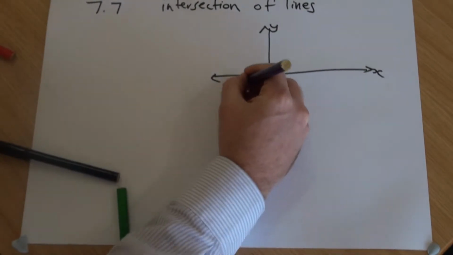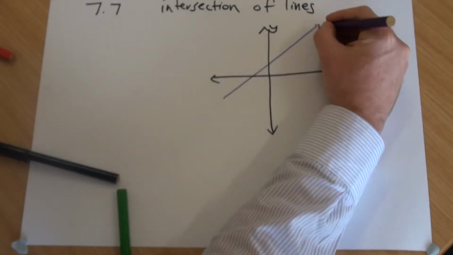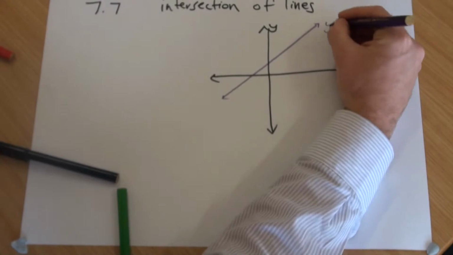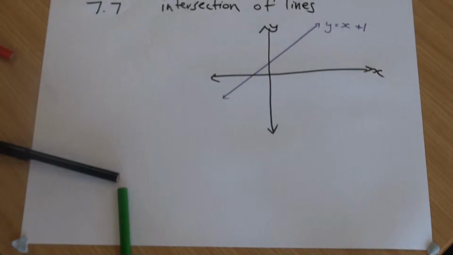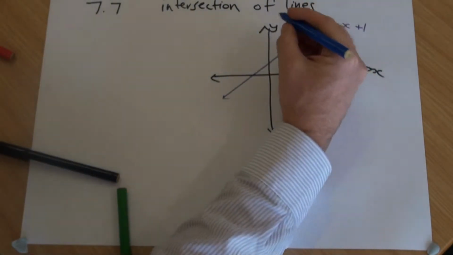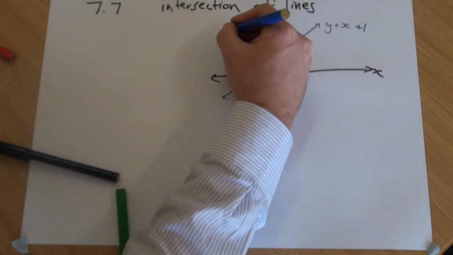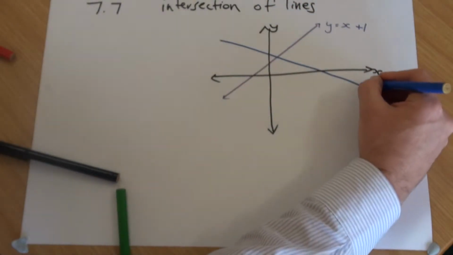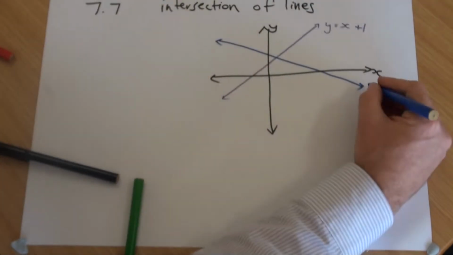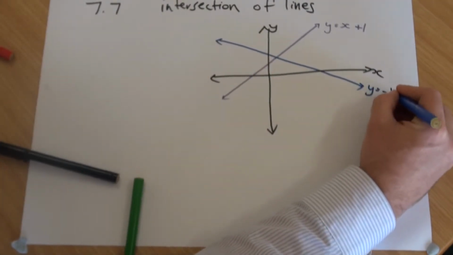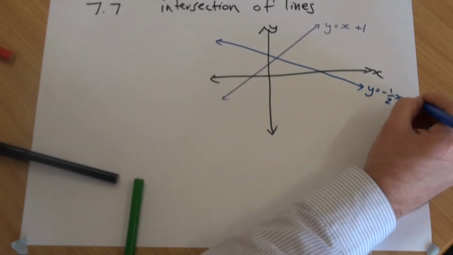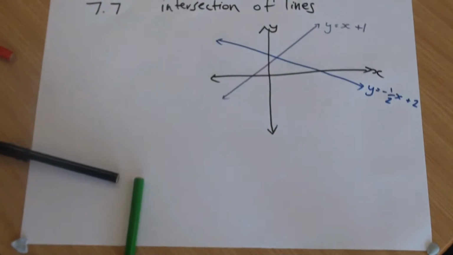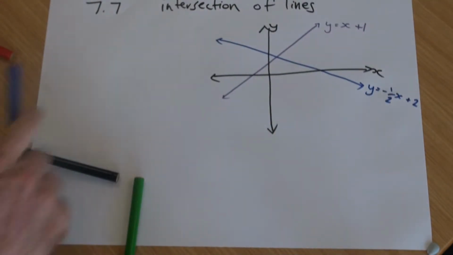Alright, this is my first line. It's going to be, just looking at it, y equals x plus 1. There we go, that's a pretty easy one. And I'm going to draw another intersecting line which is going to go, let's say, down like that, pretty shallow. Okay, that's going to be y equals negative a half x plus 2. Okay, so those are my two lines.